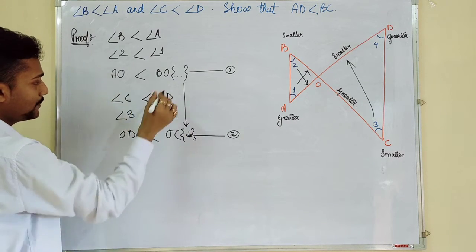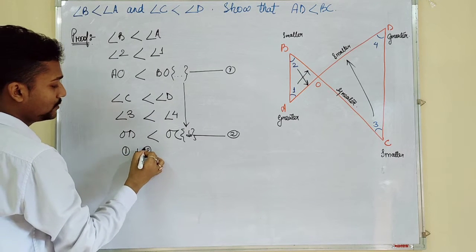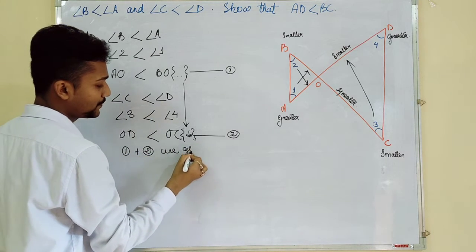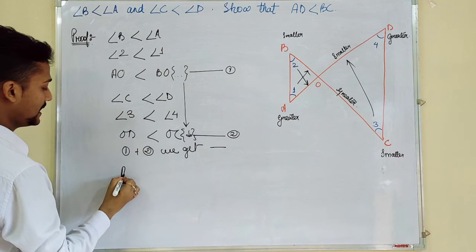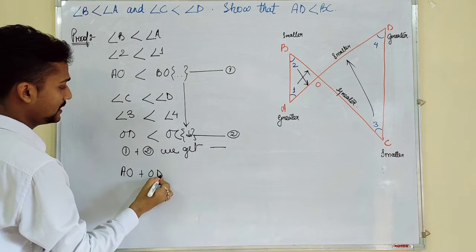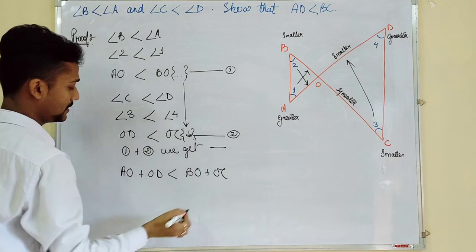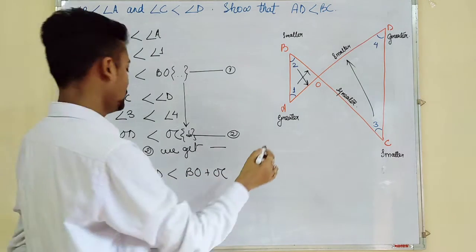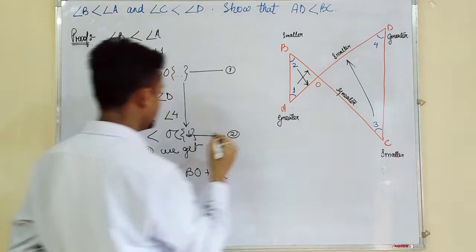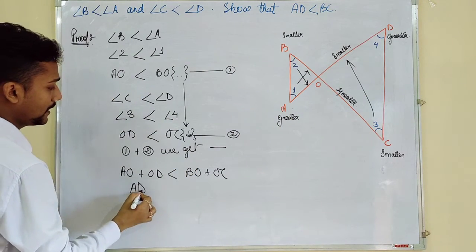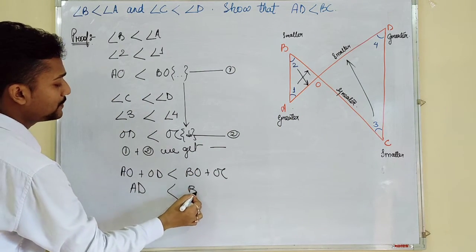Okay. So 1 plus 2 we get, what do we get? We get AO plus OD is smaller than BO plus OC. AO plus OD is equal to AD, and BO plus OC is equal to BC.